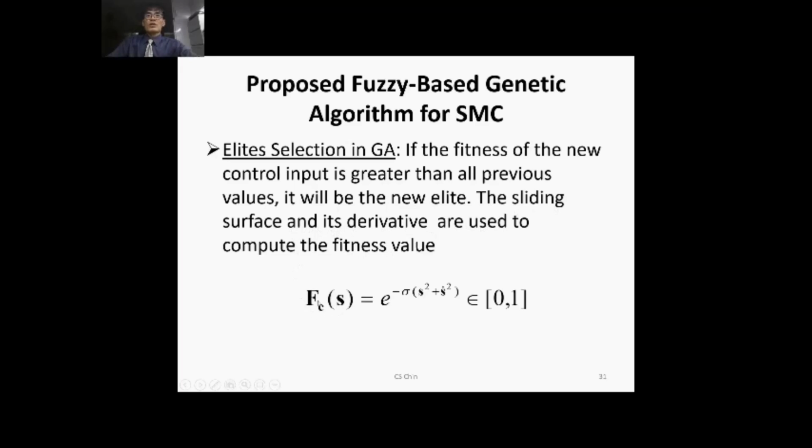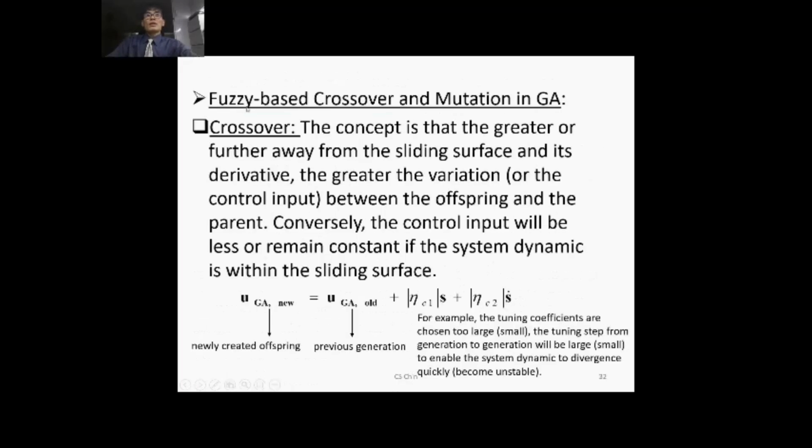So this is the fitness function that we use to compute, and the fuzzy-based crossover and mutation GA. The crossover concept is that the further away from the sliding surface and its derivative, the greater the variations between the offspring and the parents. Conversely, the control input will be less or remain constant if the system dynamics is within the sliding surface. So if it's within the sliding surface, that's a good thing. The control input will be less or remain constant.